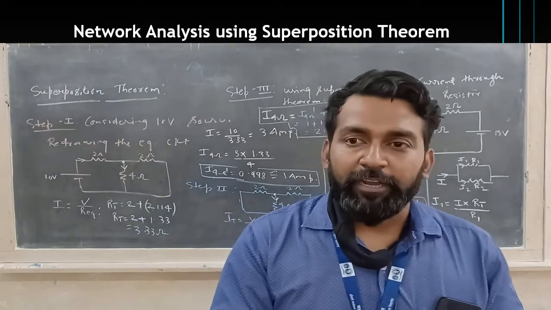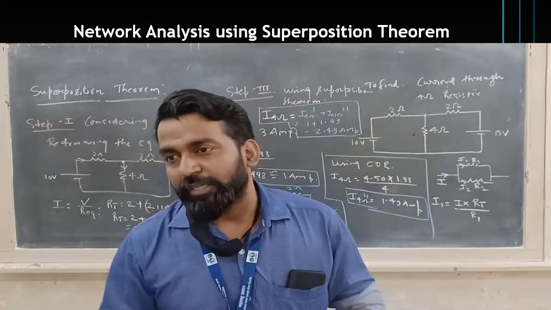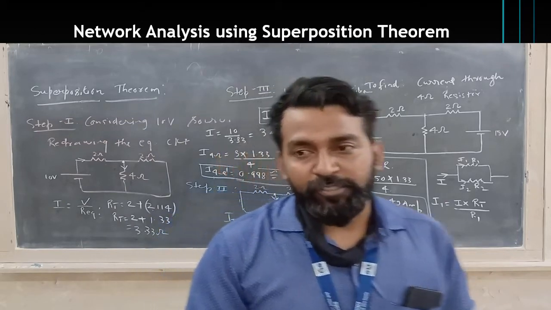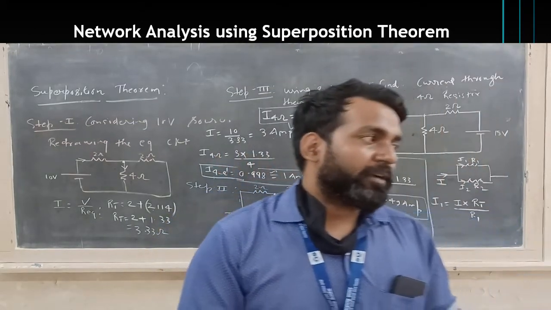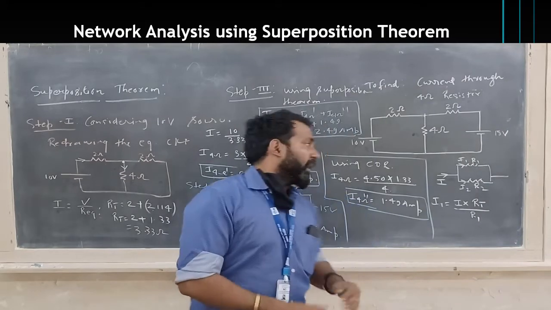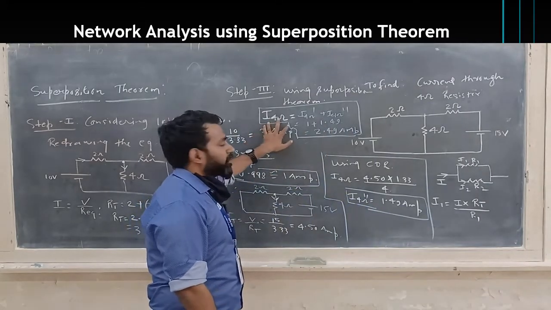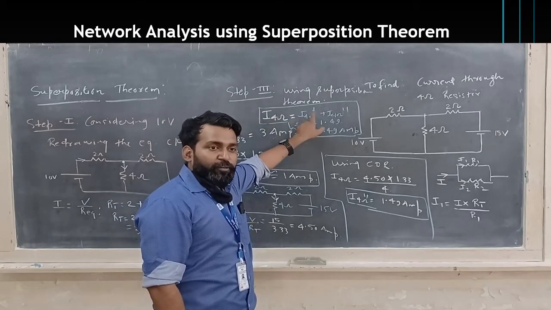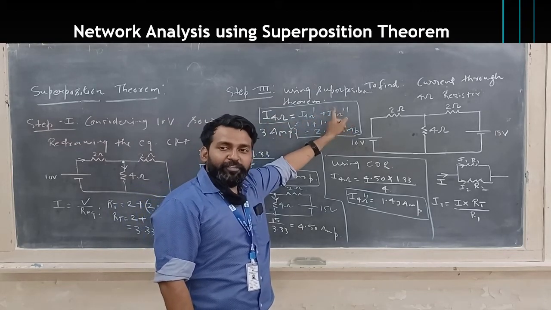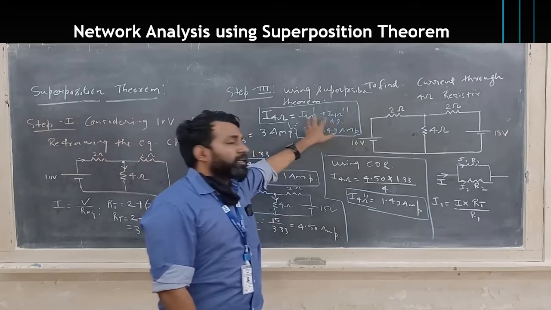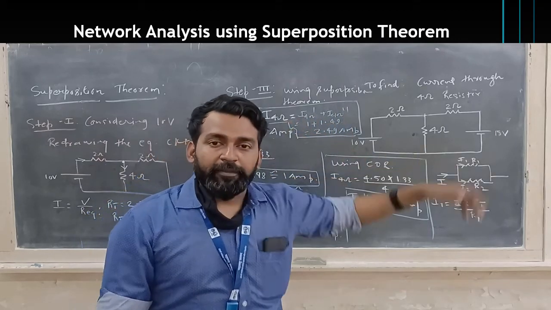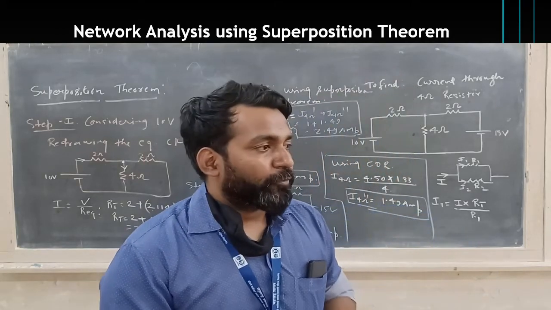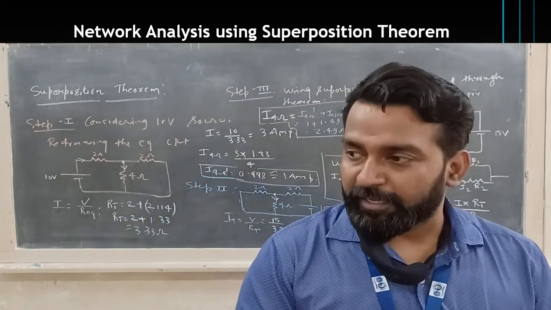So in step 1 we have calculated the current due to the first source. In step 2 we have calculated the current due to the second source, and in the final step we add the individual responses in order to get the overall current through your load resistor. If you follow that step, then the current through the 4 ohm resistor is nothing but the current through the 4 ohm resistor due to the first source plus the current due to the second source. If you add 1 ampere plus 1.49 ampere, the overall current will come as 2.49 ampere. Is this clear? Yes.